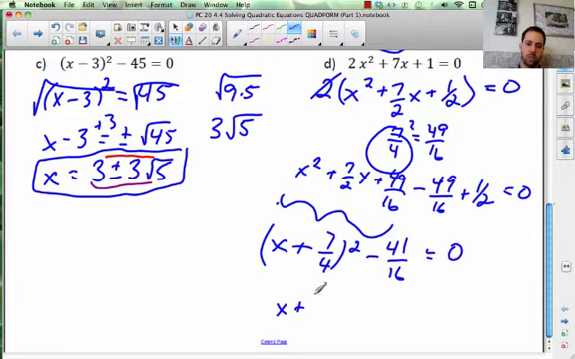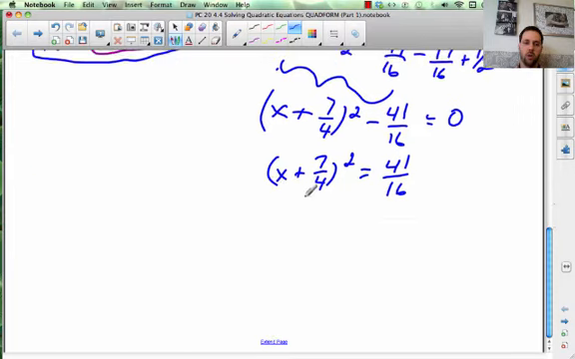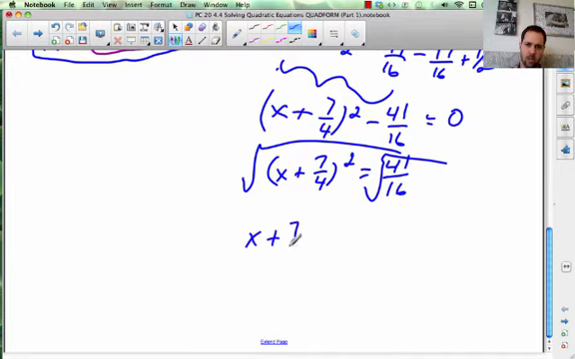So (x + 7/4) all squared equals 41/16. Now we're going to take the square root of both sides, and we have x plus 7/4 on the left and root 41. This will be plus or minus root 41 over 4 on the right.